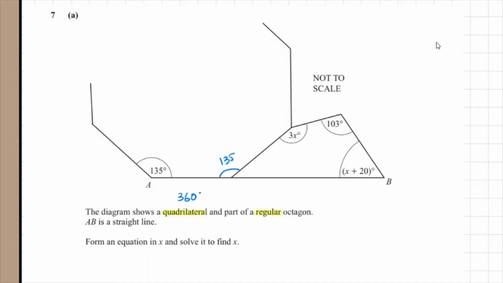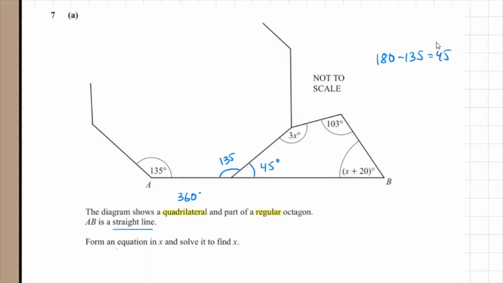Okay, the second thing is that it's a straight line. So if this is a straight line here, that means I can calculate this angle as well. So 180 minus 135 is going to give me 45 degrees. This one here is 45 degrees.